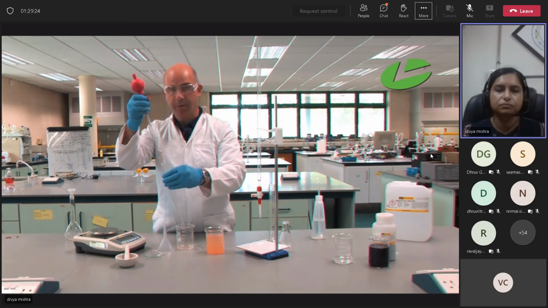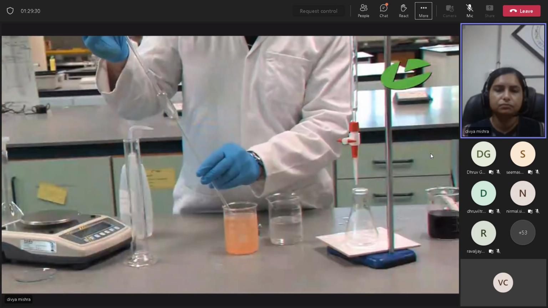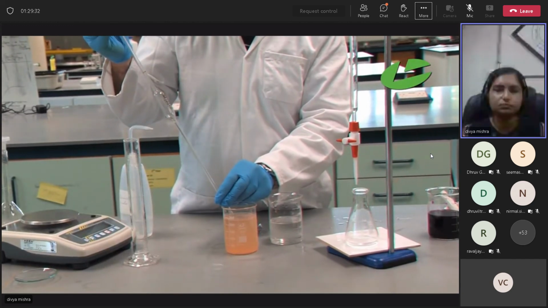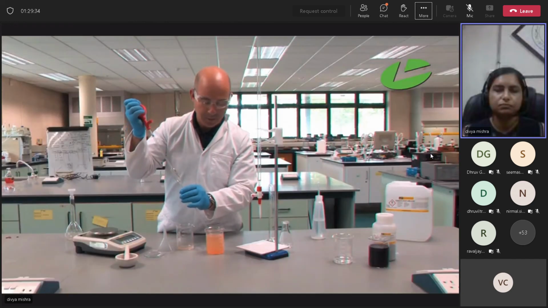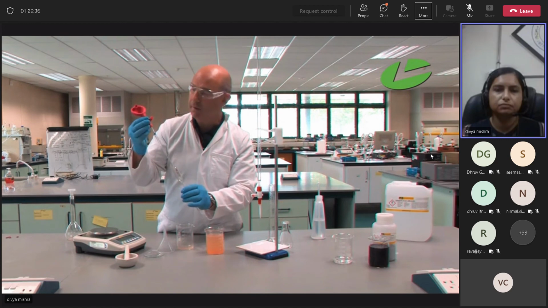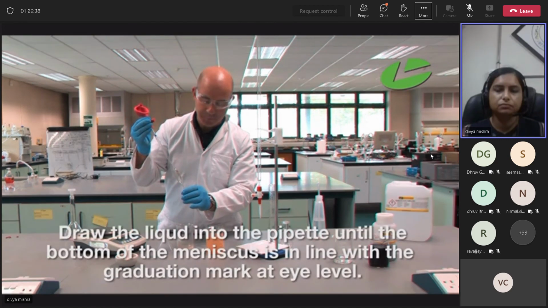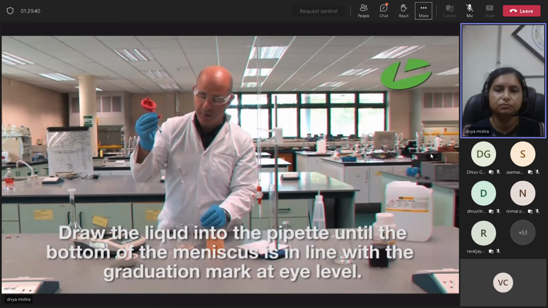And now I can measure my 25 mL of the iron solution. Don't put the tip of the pipette right to the bottom of the solution because there are some precipitate particles at the bottom of the beaker. I'm going to draw the liquid now up into the pipette. This is a 25 mL pipette.